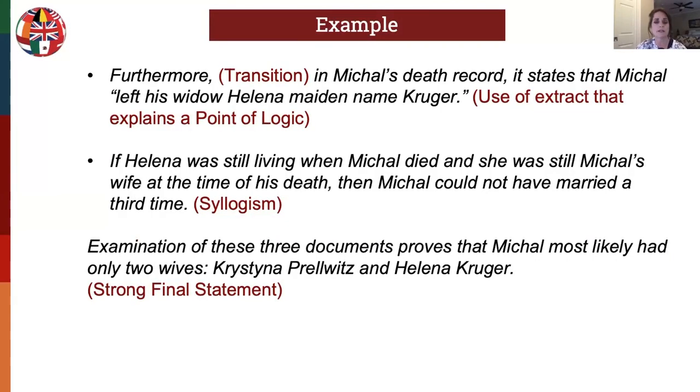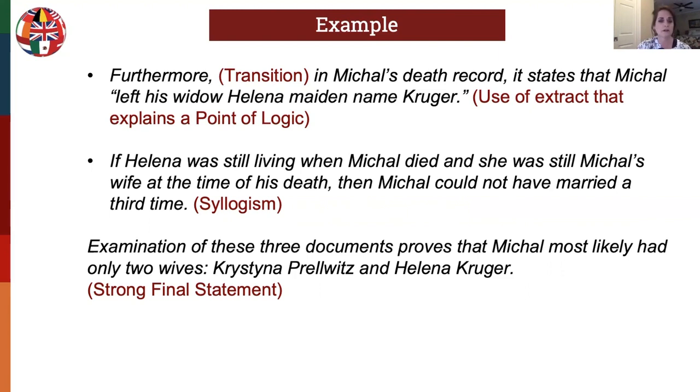The next bullet, furthermore, which is a one-word transition. In Michael's death record, it states that Michael left his widow Helena, maiden name Kruger. This is another use of an extract that explains a point of logic. Then we have our next bullet point, which is a syllogism. If Helena was still living when Michael died, and she was still Michael's wife at the time of his death, then Michael could not have married a third time.